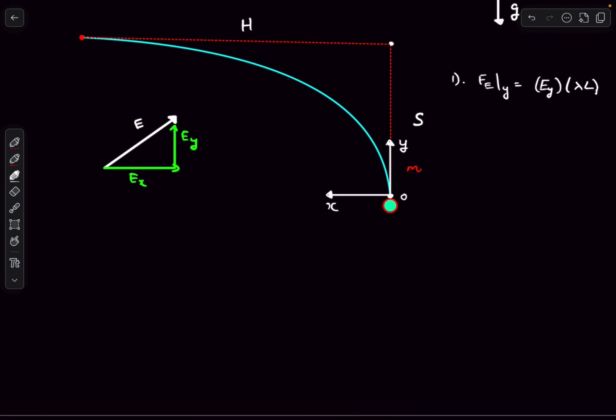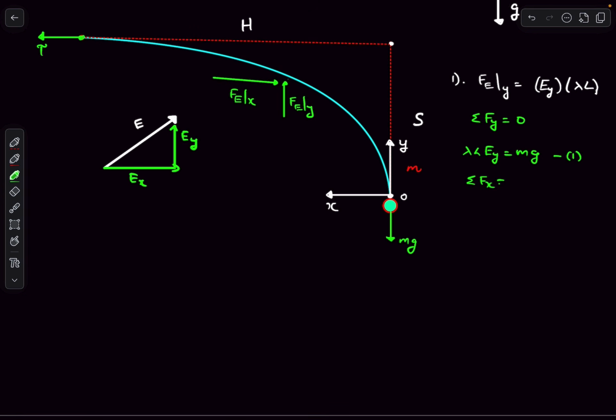Now what are the other forces in the y direction? I'm going to take the string plus the mass as my system. The other force in the y direction is the weight of the particle, which is mg, and then we have a tension force acting at the fixed end, but this tension force is in the x direction. So first let's write down the force balance in the y direction. This is just the electric force in the y direction, which is lambda L Ey, and this is equal to mg. This is my first equation.